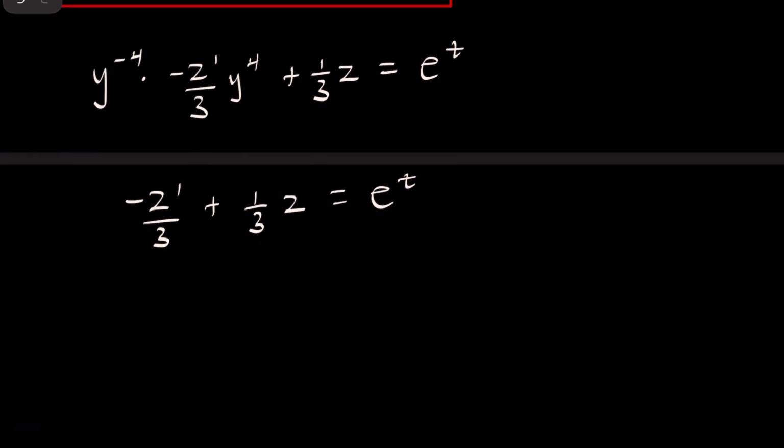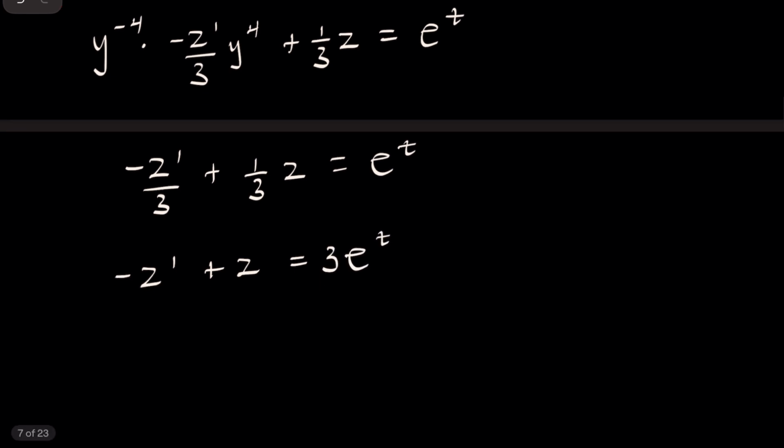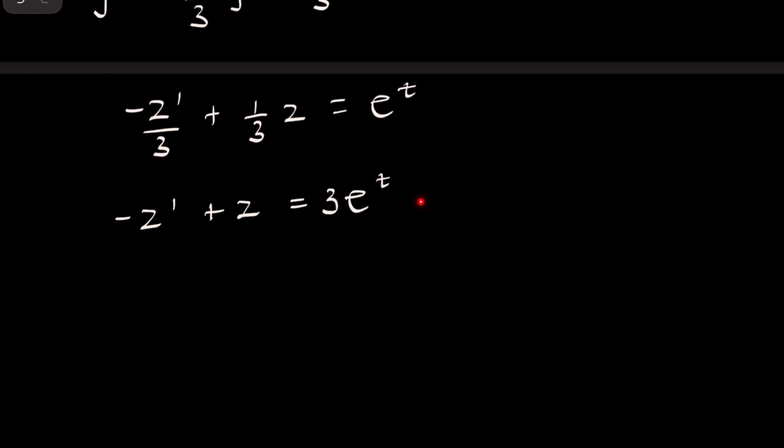And so let's multiply through by 3. So that's going to give us minus z prime plus z is equal to 3e^t. So now to get this in the form of a first order linear differential equation, the coefficient of z prime must be 1, right? So we have to divide through by minus 1. And so we are going to have z prime minus z is equal to minus 3e^t.